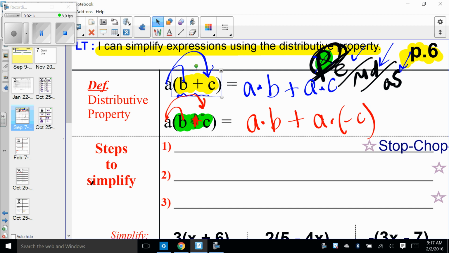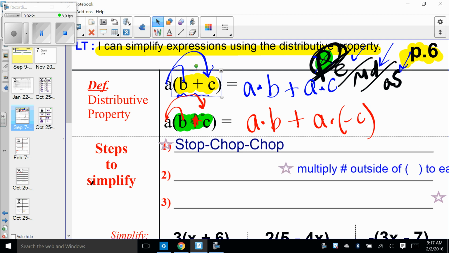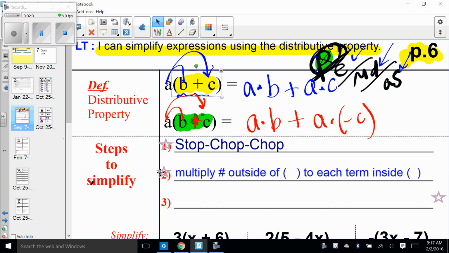The first thing that we're always going to do is stop, chop, chop. If it's a subtraction problem, we stop, chop, chop. If it's an addition problem, then we just move on. After we stop, chop, chop, then we will combine like terms. Then we're going to use the distributive property, which means we multiply the number on the outside of the parenthesis to each term on the inside of the parenthesis. Everybody should be writing. Multiply number on the outside of the parenthesis to each term on the inside. And the last step would be to combine like terms if we have any.